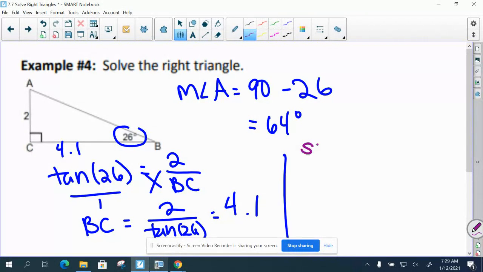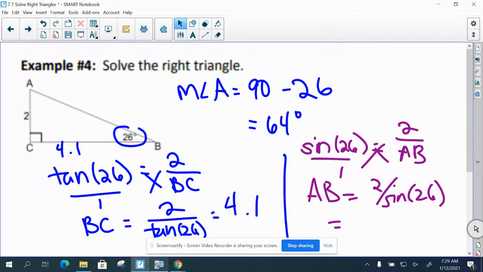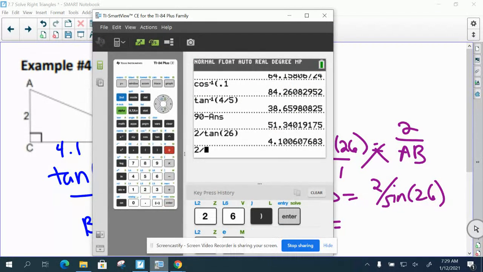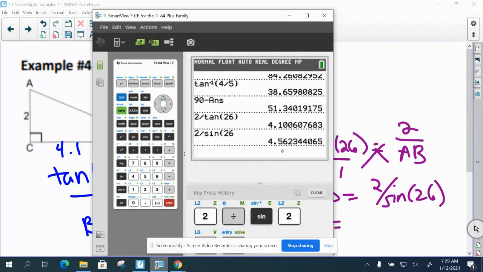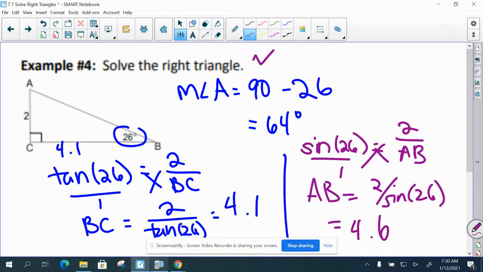So I'm going to use the sine of 26 equals 2 over, opposite over hypotenuse, so 2 over AB. Okay, here, same method, cross multiply and divide by the sine of 26. So AB is 2 over sine of 26. So 4.56. Or we'll just do 4.6, round to the nearest tenth. All right, so we found all 3 sides and all 3 angles of this triangle, so we solved the right triangle.